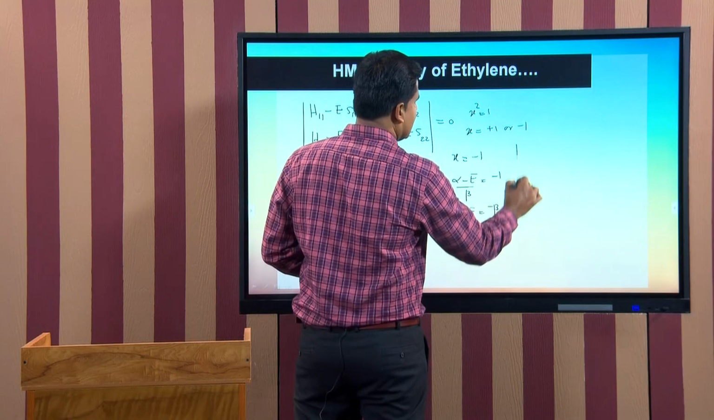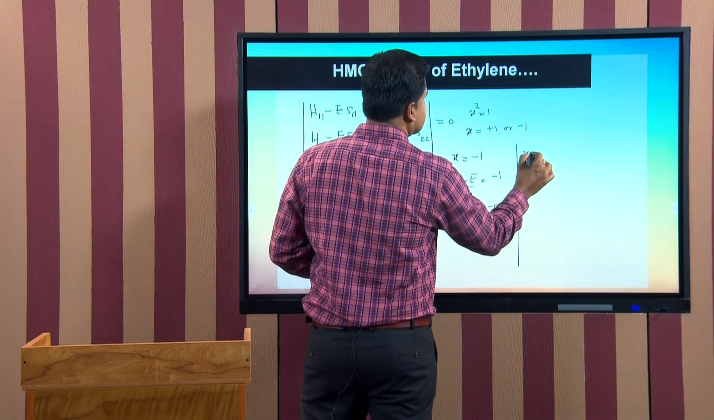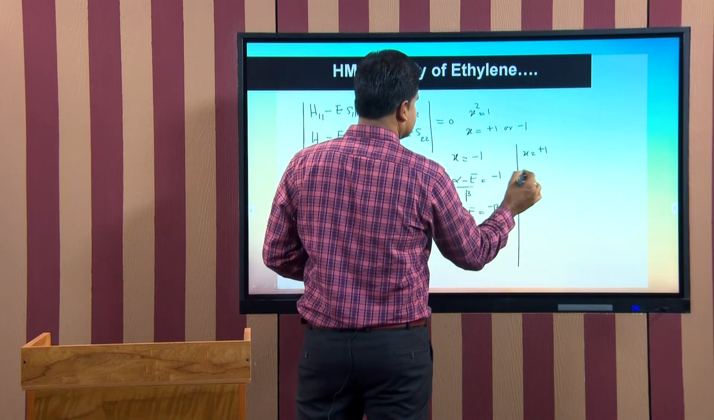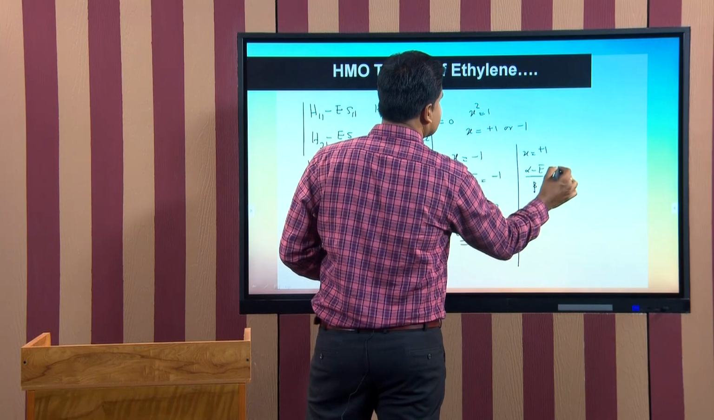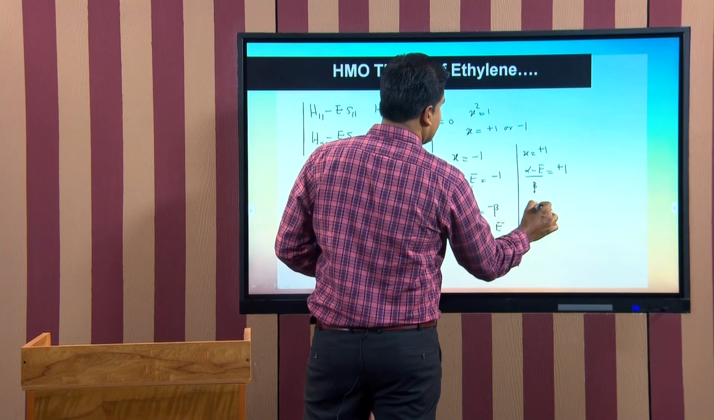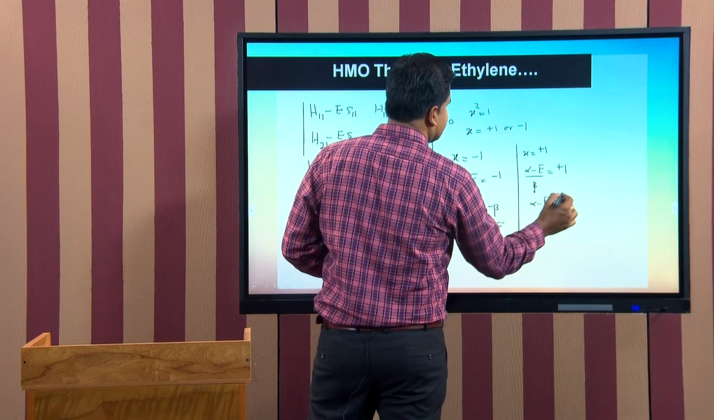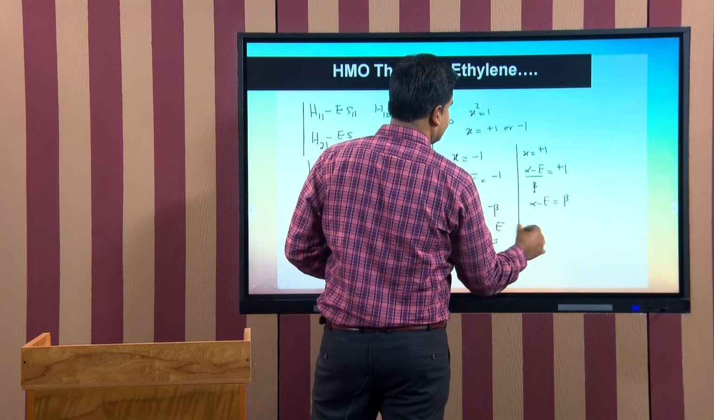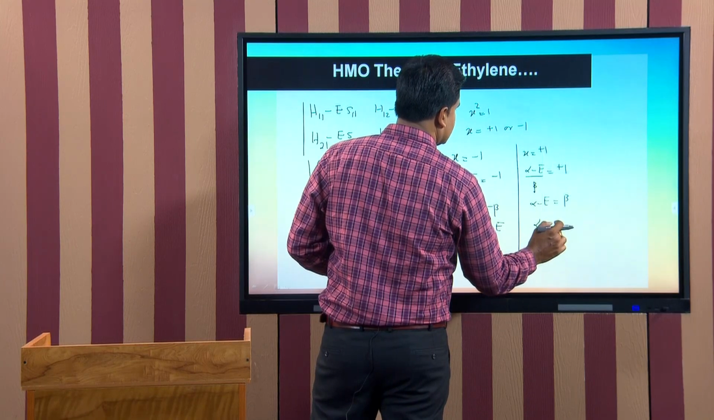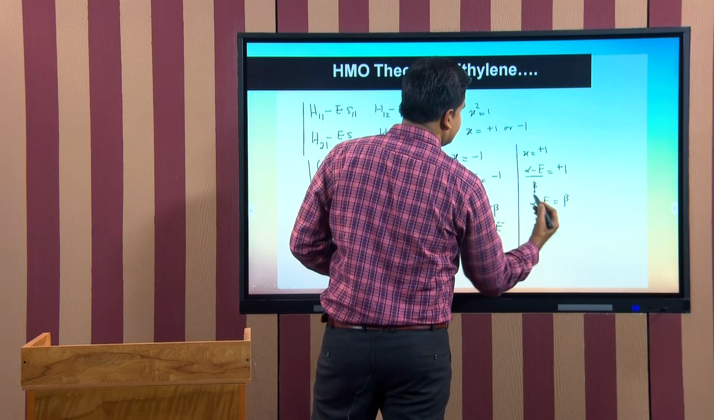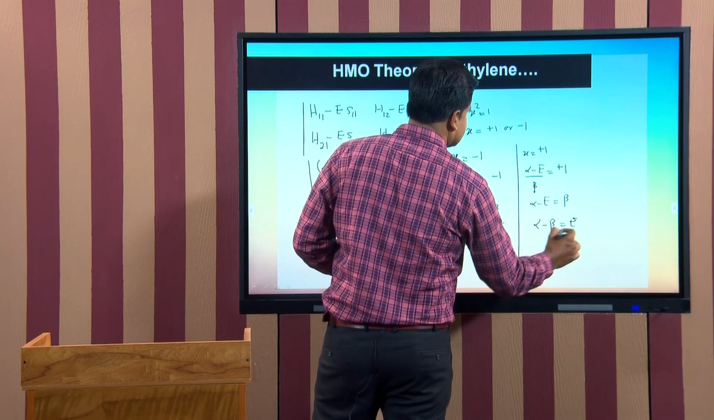Similarly, we can put x equal to plus 1, such that alpha minus E by beta is equal to plus 1, alpha minus E is equal to beta, or alpha minus beta is equal to energy.